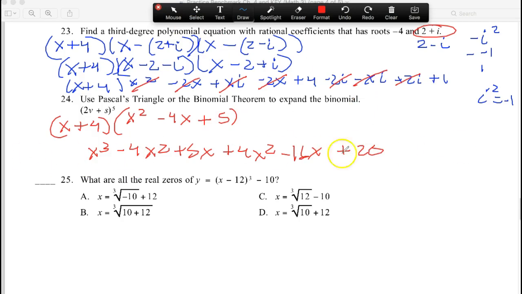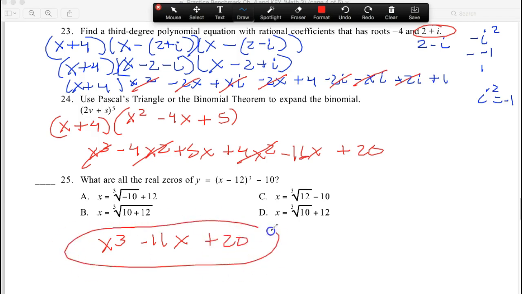Okay, simplify this. I have 1x cubed. I'm going to bring it down here. Other x squareds, I have a negative 4x squared and a positive 4x squared, so those actually go away. I have a 5x and a negative 16x. That's going to give me negative 11x. And then I have plus 20. And this will be my trinomial, my third degree polynomial with rational coefficients with these roots: x cubed minus 11x plus 20.